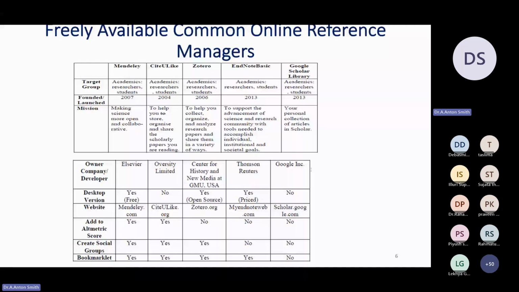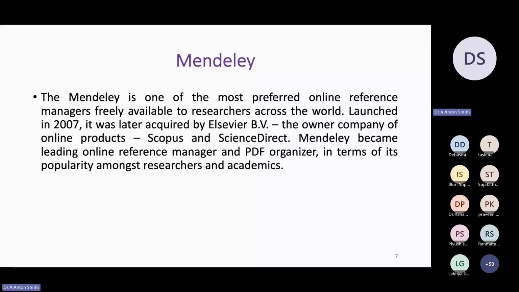First, we'll discuss what Mendeley is. It's the most preferred online reference manager, freely available to researchers across the world. It was launched in 2007 as a full-fledged tool and acquired by Elsevier, and it is integrated with Scopus and ScienceDirect. Mendeley became the leading online reference manager and PDF organizer in terms of popularity among researchers and academics, since it has been offered as a free one.